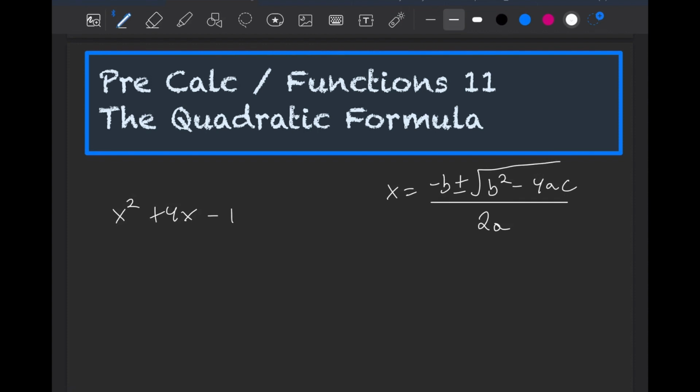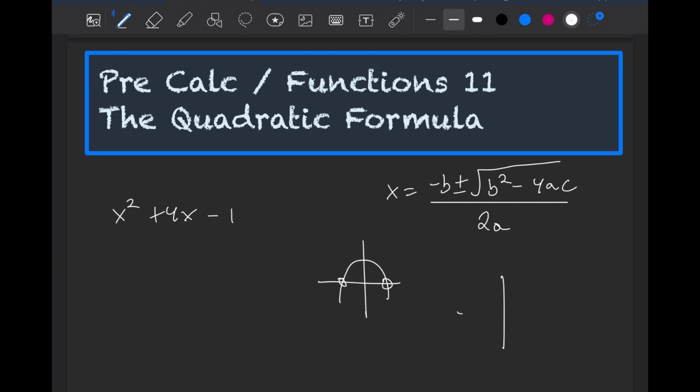Alright, now let's talk about the quadratic formula. This basically allows you to figure out where the function is going to cross over 0 for any function, if the roots exist.